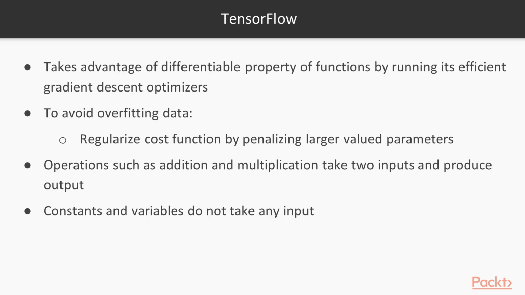Therefore, in this section, by defining a set of models, we will see how to reduce the search space of possible functions. Moreover, TensorFlow takes advantage of the differentiable property of the functions by running its efficient gradient descent optimizer to learn the parameters. To avoid overfitting our data, we regularize the cost function by penalizing larger value parameters. In TensorFlow, operations such as addition and multiplication take two inputs and produce an output. In contrast, constants and variables do not take any input.